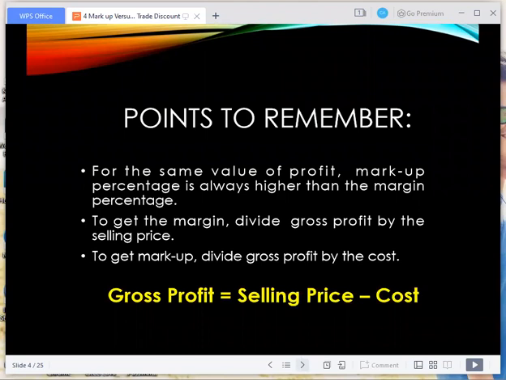So we have here our formula for the gross profit. Gross profit is equal to the selling price minus the cost. So take note that if you have a selling price of 300 pesos and the original cost of the product is 100, you'll get a gross profit of 200 pesos. And that gross profit, of course, refers to the expenses and the original profit gained by the entrepreneur.